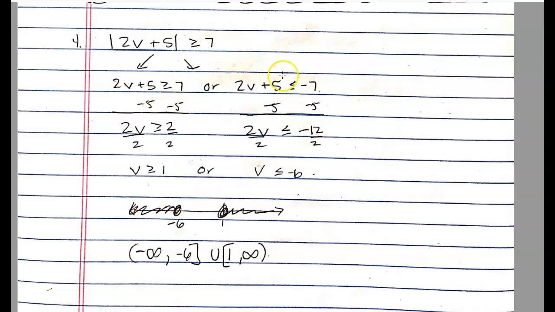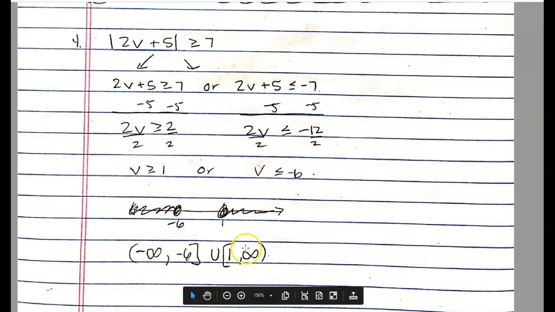But over here, notice I did two things. I flipped the inequality and I changed the sign. When I do that, I'm going to have an or because it started off as a greater than. You solve these separately by subtracting the 5 and dividing by 2. You have v is greater than 1. That's shaded over here. And then when you solve this one, you have v is less than or equal to -6, which is over here.